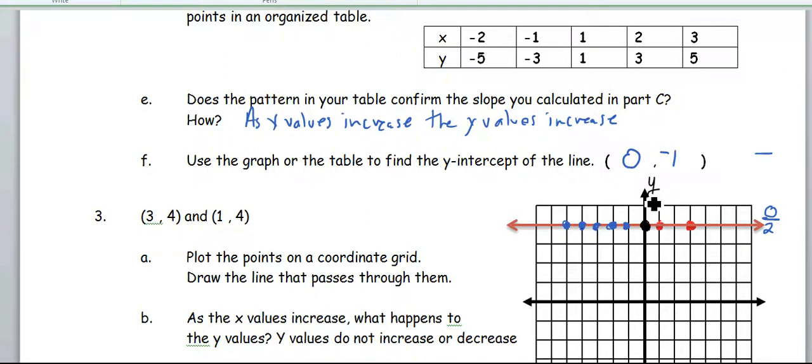That's this vertical line that we always label y. Where does it cross it? What is that point right there? The big black point is (0, 4).